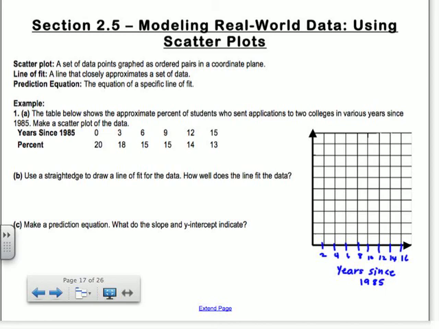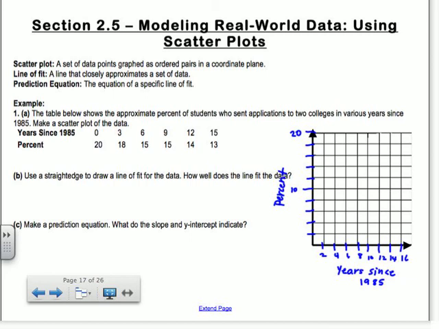Okay, now percent, it starts at 20 and then it goes down to 13. So you can go by 2s: 2, 4, 6, 8, 10, 12, 14, 16, 18, 20. So that works. And that's your percent. So when we say percent, that's the percent of students who sent applications to colleges.